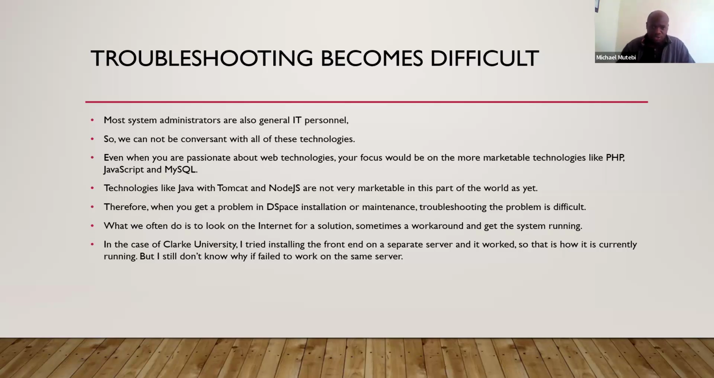So usually what we do is that we go to the internet and try to look for a solution or a workaround to get the system running, but you never really know what went wrong because you're not an expert at the system. So what I did for Clark University is that I decided to install the backend on one server and the front end on the other server, and it worked. But I still don't know what went wrong.